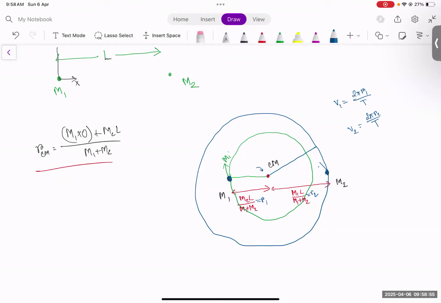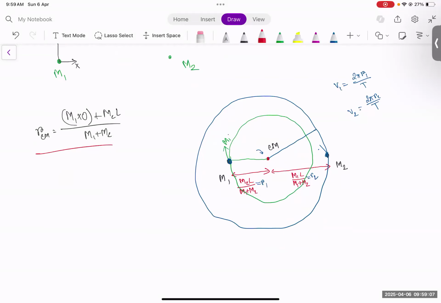So you pick either of the objects, you can try to find for both, and you will find that if you use either one, you'll get the same equation for t. So you basically do again the same thing. Let's do on m1. m1 এর উপর m1 v1 squared divided by r1 is equal to g m1 m2 divided by l squared.